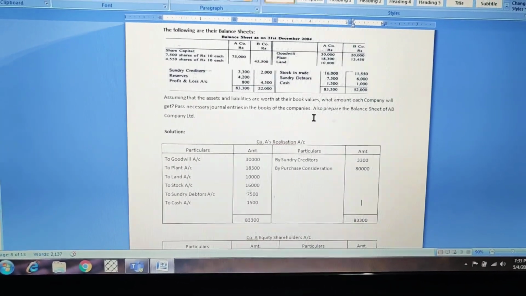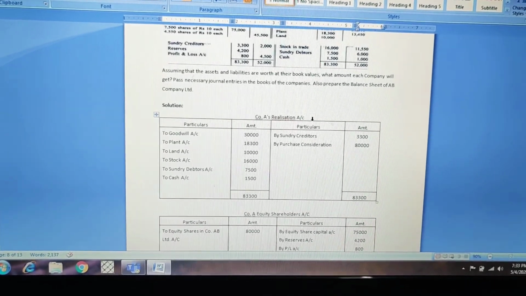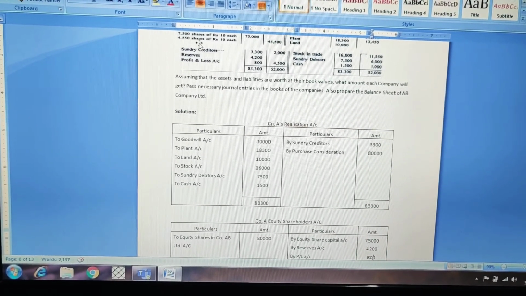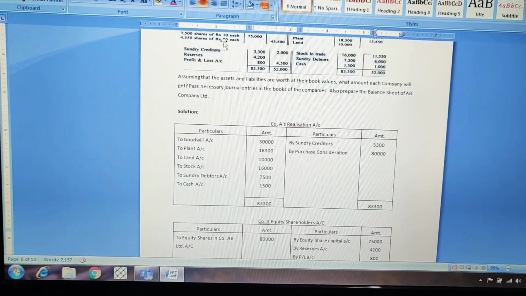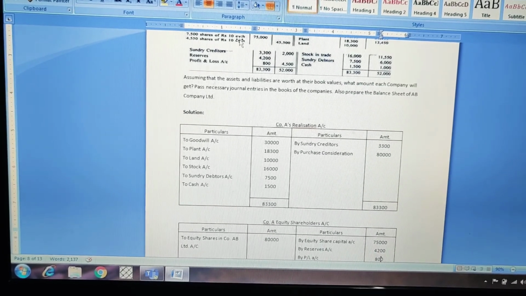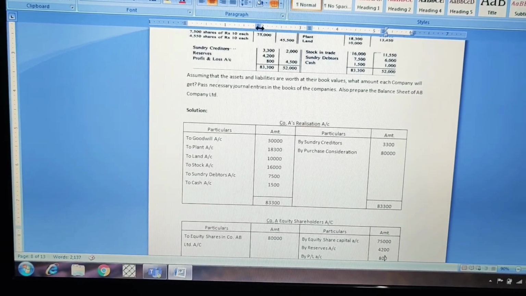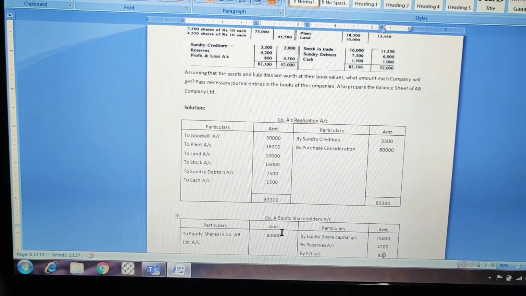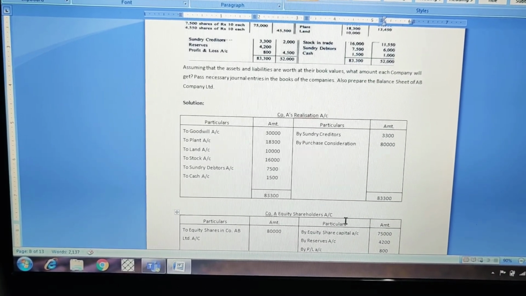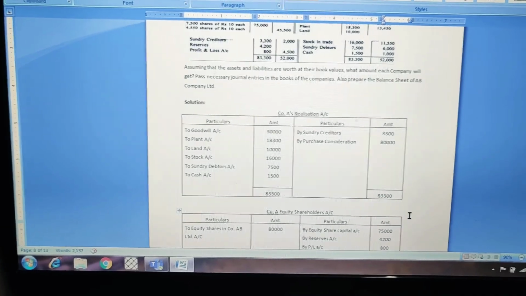Next you will make a ledger for the equity shareholders. So company A's equity shareholders. Here you can see that company A has equity shares, 7,500 shares of rupees 10 each. See at the very top, 7,500 shares of rupees 10 each, 75,000. Clear? So you are making the shareholders account. Shareholders have this balance, so on the credit side you will pass it as by equity share capital account 75,000, it is their capital.